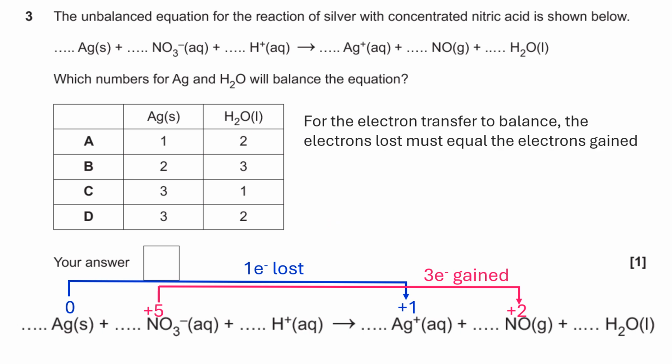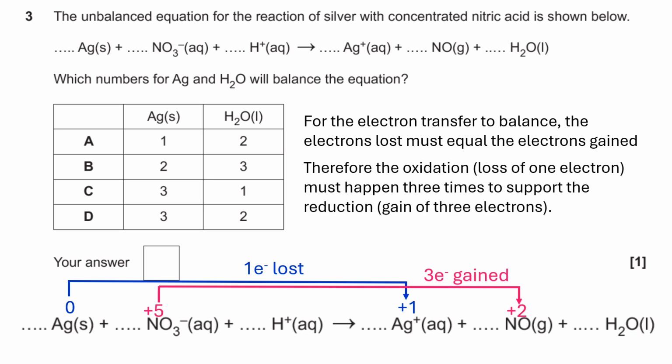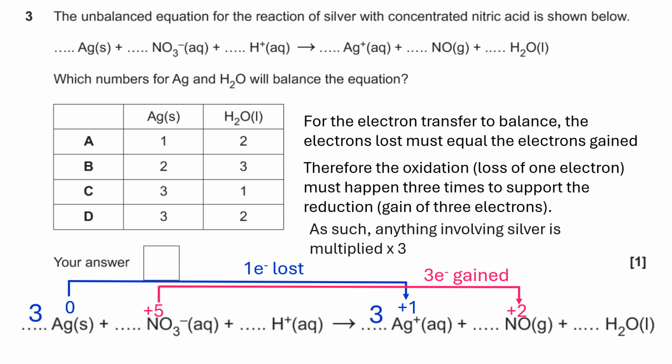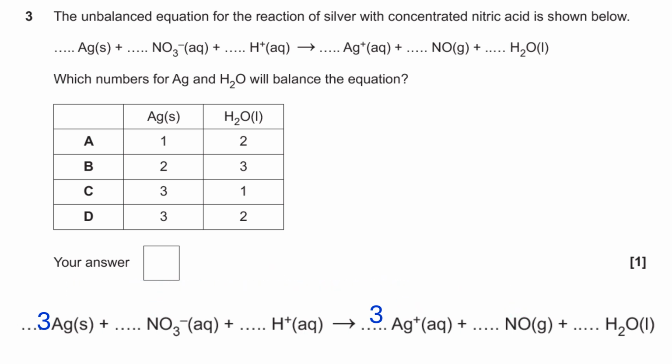So what we need to do is make sure that the electrons lost equal the electrons gained. So therefore, for this reduction to happen once, the oxidation has to happen 3 times. So what you need to do then is multiply anything that contains silver by 3. So now we've got 3 electrons being lost, i.e. 1 electron lost by each of 3 silver atoms to make 3 silver Ag pluses.